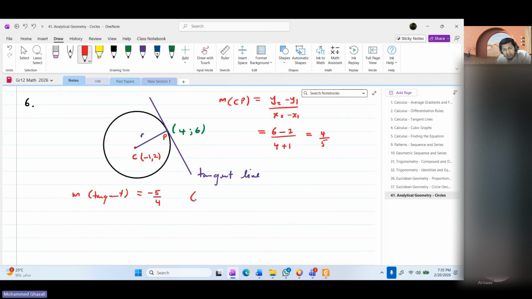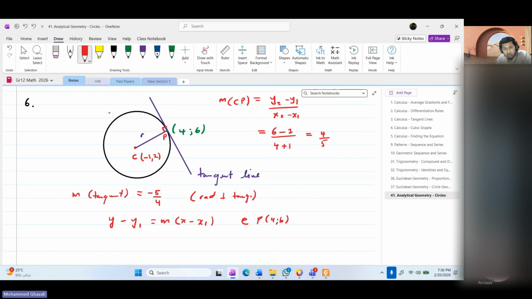Why? Because radius is perpendicular to tangent. Very important concept. So you need to put that 90 there. Okay. Now, let's solve this. So it's y minus y1 equals m into x minus x1. Now remember at P, we got a point of contact, which is 4 and 6.